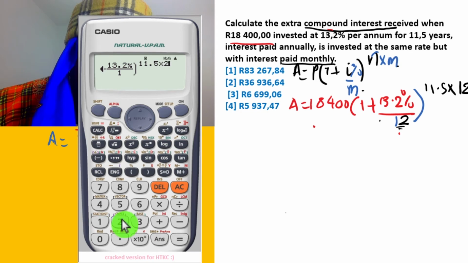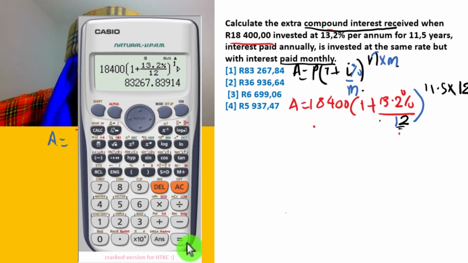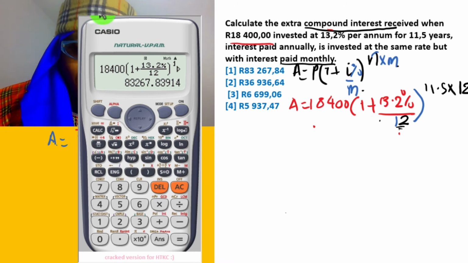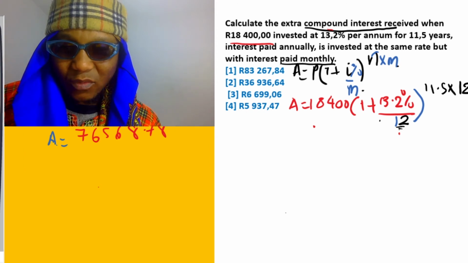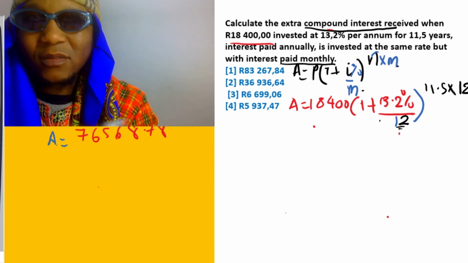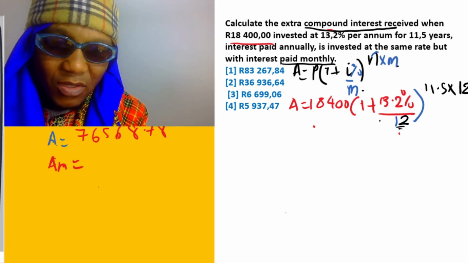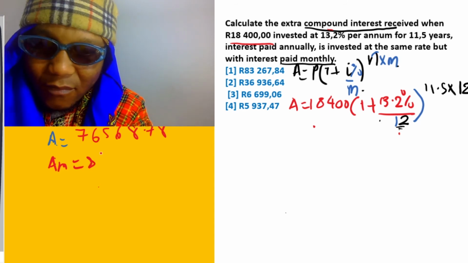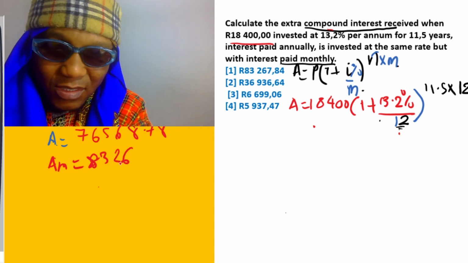Now 12, here come, say 1, 12. And here put 12. Okay, so it's going to be 83 something. Okay, 83. So we come here. Let me move it to the left. So now we know when it's compounded monthly, the amount, let's call it amount monthly, is equal to 83,267.84.